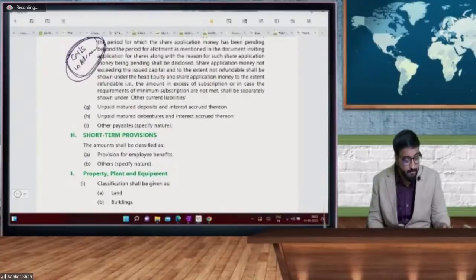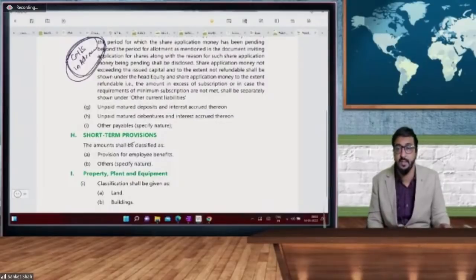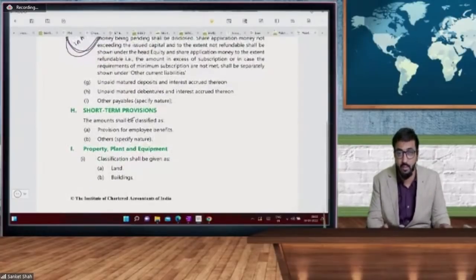Yes, very good. After 7 years, that amount is transferred to the Investor Protection Fund. Short-term provisions: I already explained the provision difference. What is the difference between provision and liability? Provision is an estimated amount, and liability is an exact amount.